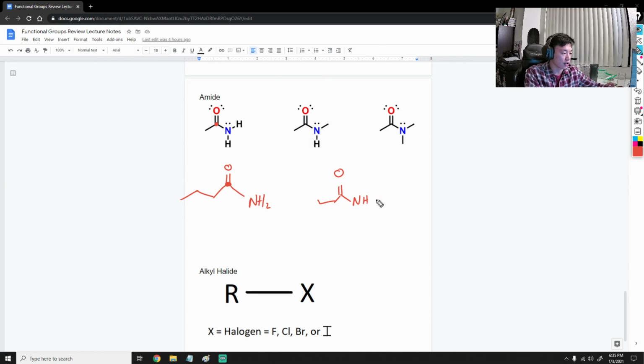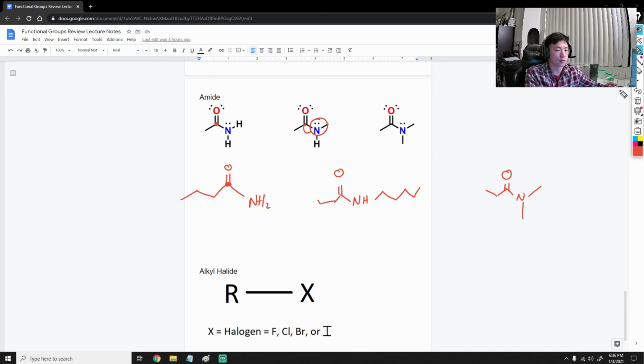So you might have like NH and it might keep going, or you might have a situation where the carbon is connected to a nitrogen and the nitrogen goes off in two different directions afterwards. It doesn't really matter. As long as you have a nitrogen that's connected to a carbon that's double bonded to an oxygen, you're going to have an amide.